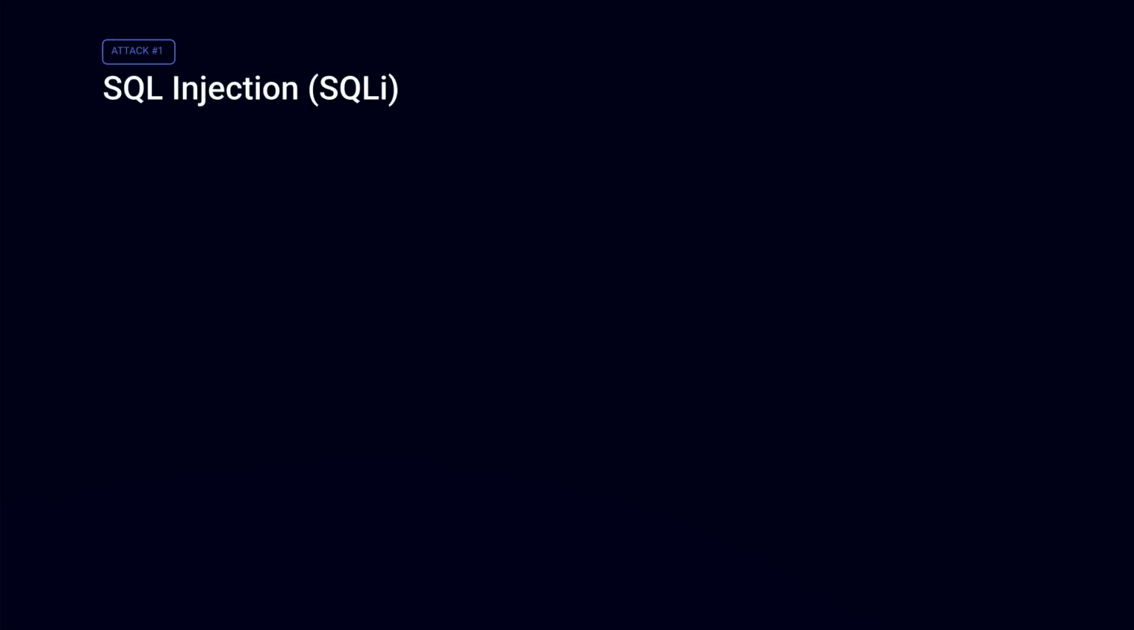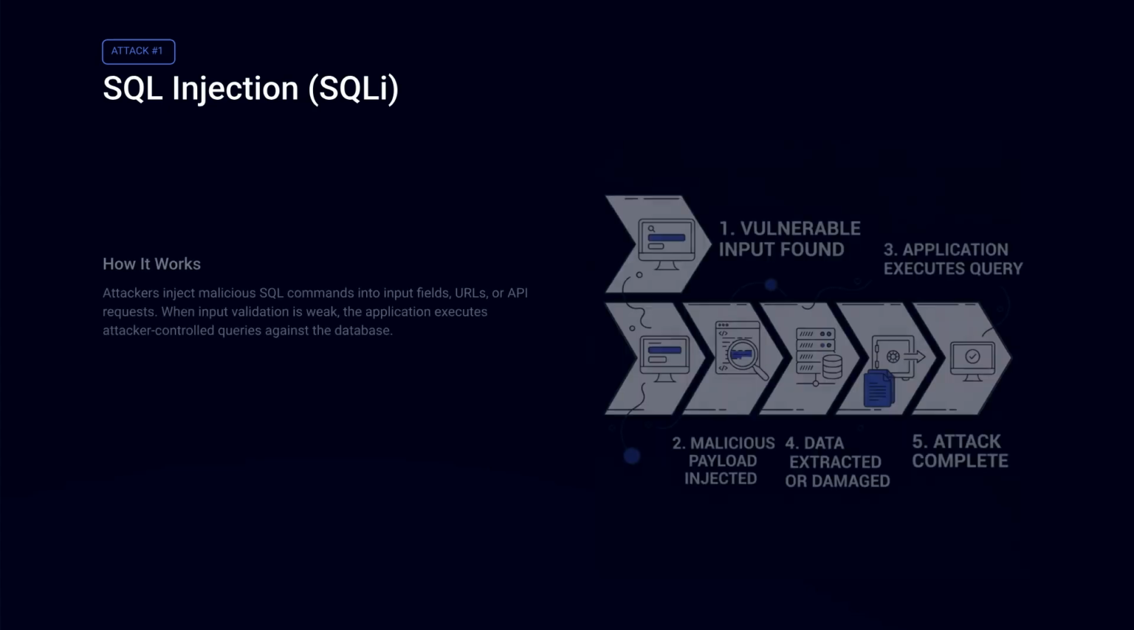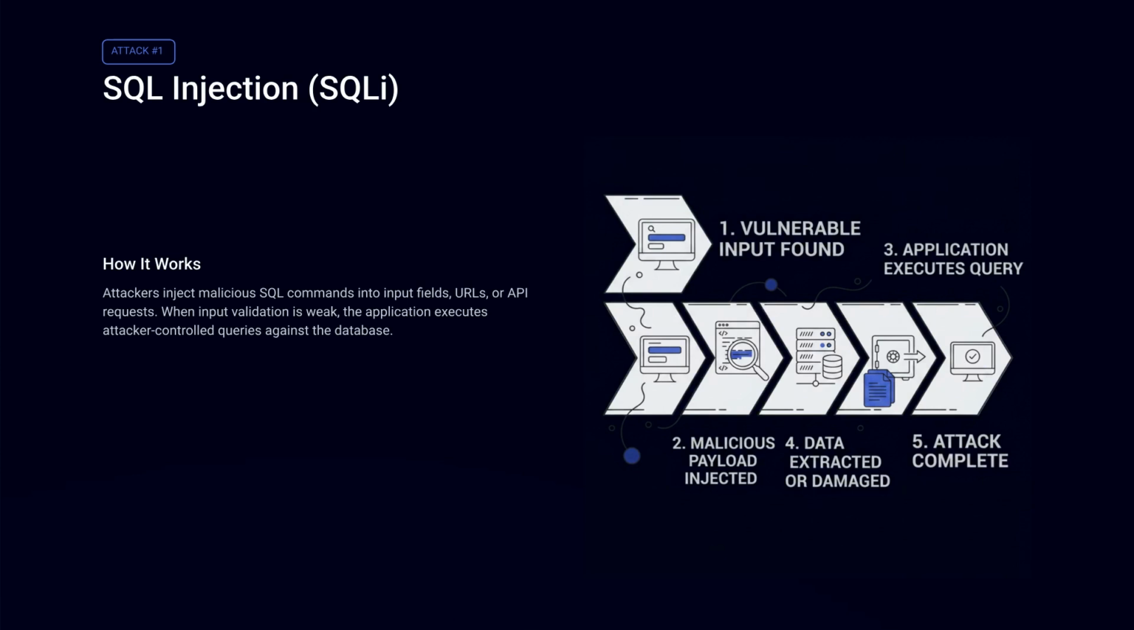Our first attack is SQL injection, or SQLI. This happens when an attacker injects malicious SQL commands into input fields or URLs. If input validation is weak, the application executes these malicious queries against the database. The potential impact includes reading, modifying, or deleting sensitive records, bypassing authentication, and gaining administrative database access.